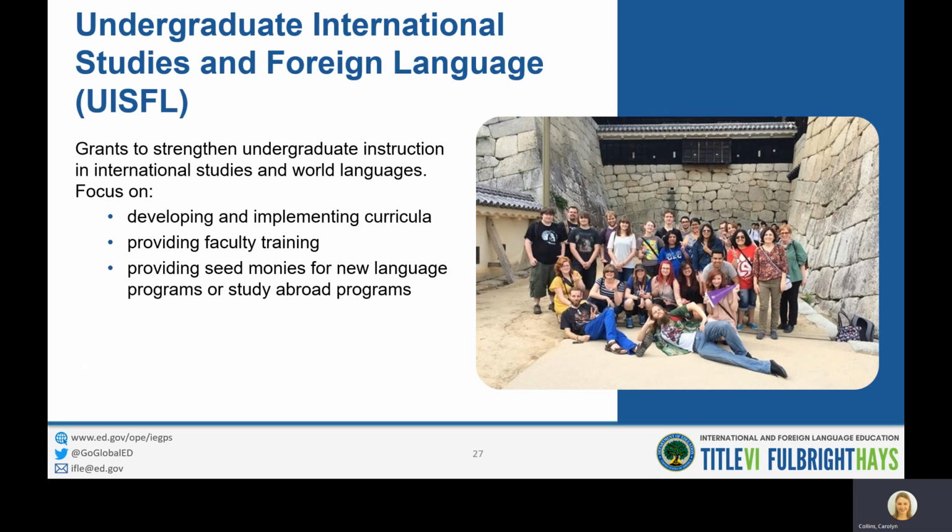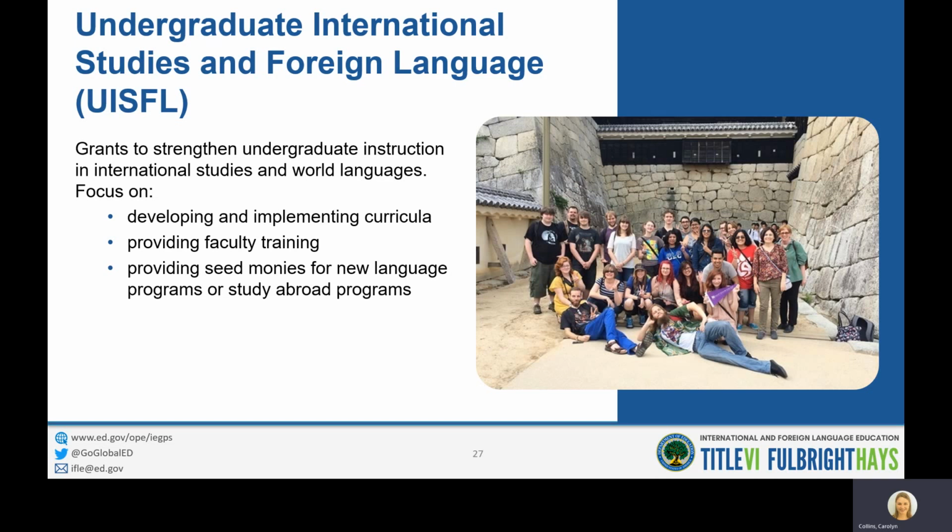Okay, our final Title VI program that we'll go over is our Undergraduate International Studies and Foreign Language, or UISFL program. We love that acronym because the UISFL program is incredibly useful for the institutions that receive these awards. UISFL grants are aimed at strengthening undergraduate instruction in international studies and world languages. They focus on developing and implementing curricula, providing faculty training, and providing seed monies for new language programs or study abroad programs.